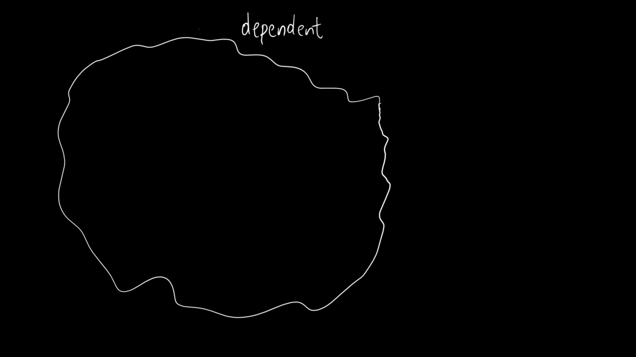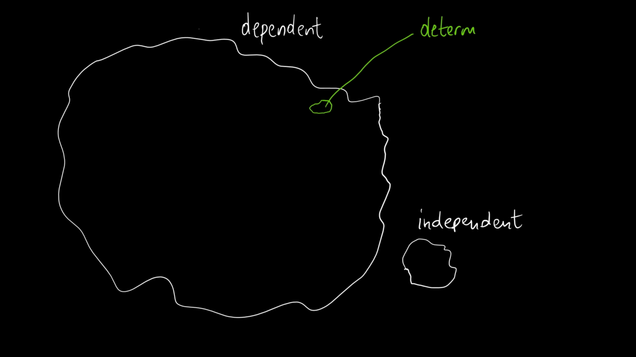If this cloud were to represent the dependent random variables out there, this much smaller cloud would represent the independent random variables out there, reflecting the fact that in the real world most random variables are dependent. But here's the thing. So far, we have only looked at this green circle because we have looked at only one type of dependent random variables, and that is the deterministically dependent, as opposed to those that are stochastically dependent.